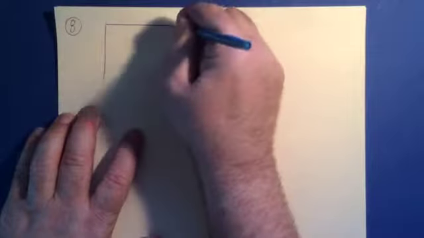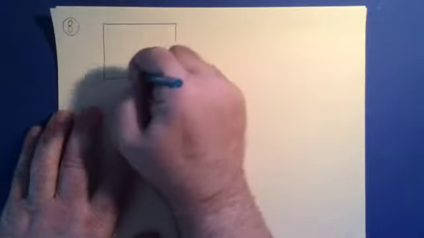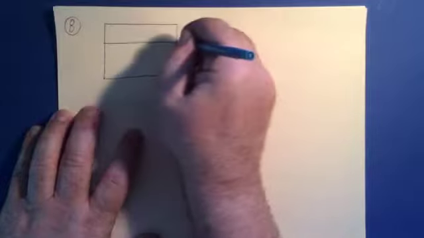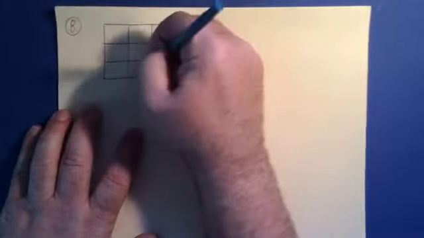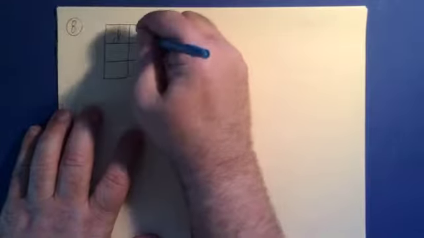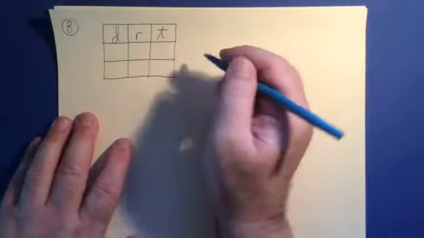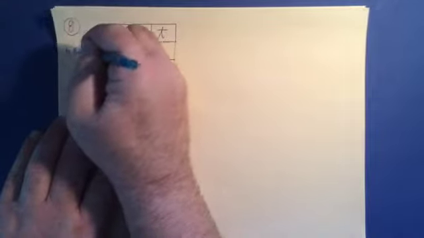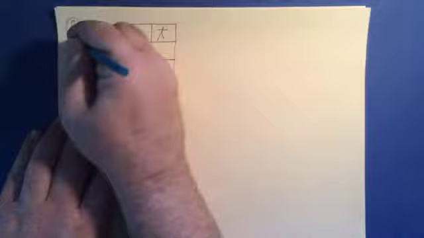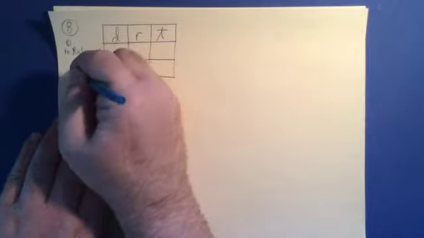So we're going to go ahead and make our dirt chart one more time. D, R, T. So this is to Richmond. We'll label that number 1. And this is the return trip.